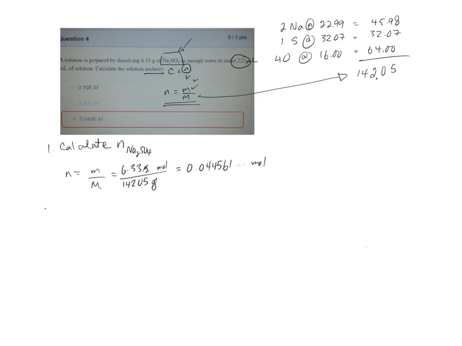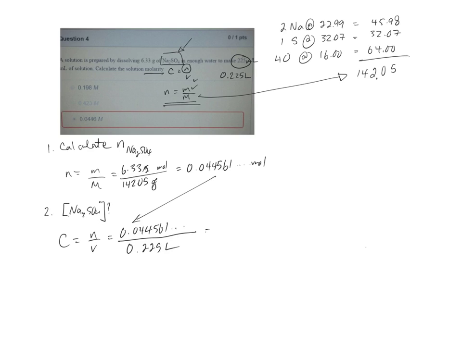Now I can figure out the concentration. So now I'm going to calculate the concentration of sodium sulfate. So concentration is moles over volume. Moles I just got, 0.044561, etc., divided by the volume, and I have to make sure I put that into liters. So it's 0.225 liters. So I'm going to divide those two numbers.